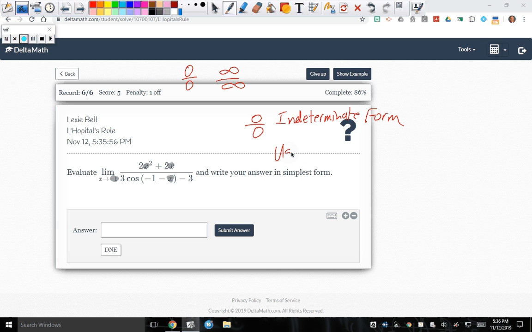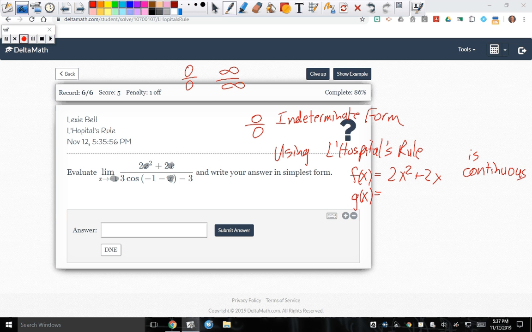Therefore, using L'Hopital's rule, let's go ahead and go through. We're going to say, let f of x equal 2x squared plus 2x. 2x squared plus 2x is continuous. Okay? Let's say that g of x is 3 cosine of -1 minus x minus 3, which is also continuous.